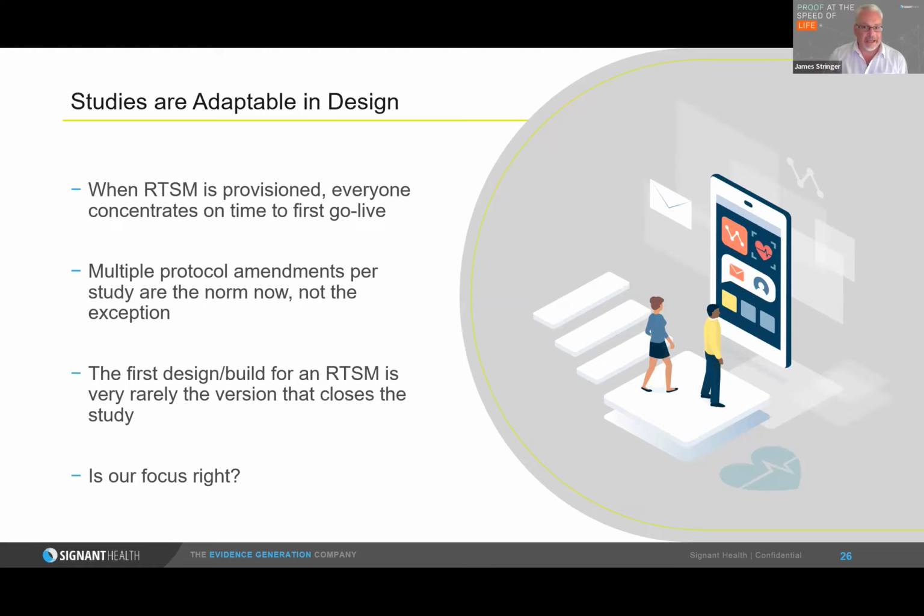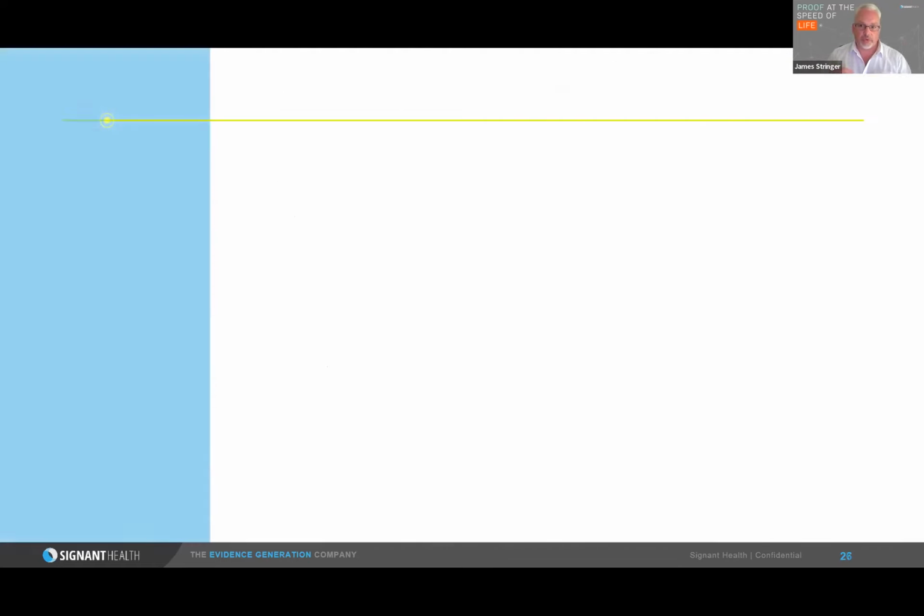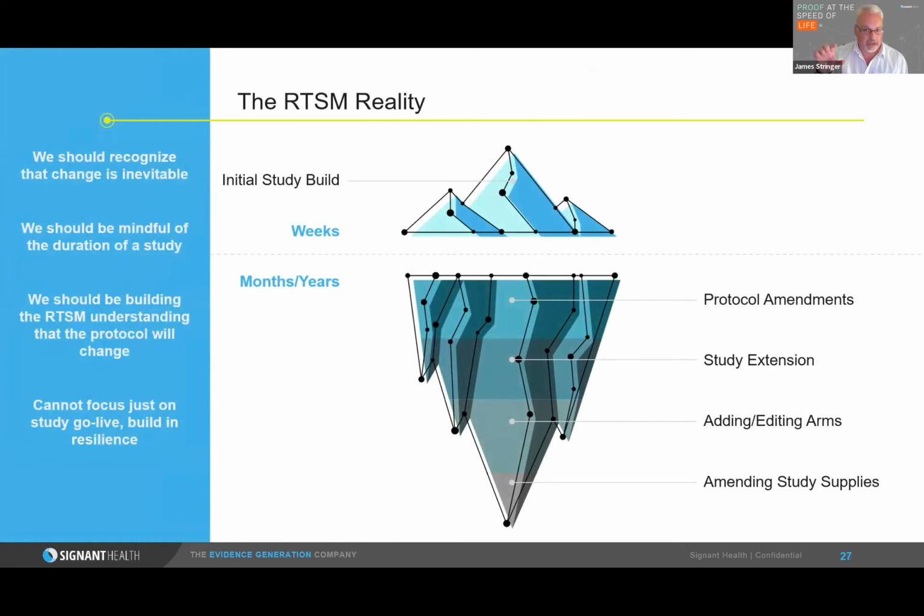The reason that I say that, if we go to the next slide, is very simple. The previous slide had an iceberg on it, and it had the top of the iceberg. The one thing that we know about icebergs is that the top is dwarfed by the tail. It's far longer. If we equate that then to our studies, if we're building for first patient in a period of weeks, absolutely our study is going to be used for months, if not years, and we know that it's going to change. The tail is far longer than the top. So the thing that I think we need to be mindful of, at least from an RTSM perspective, is that we build some resilience in knowing that things are going to change.